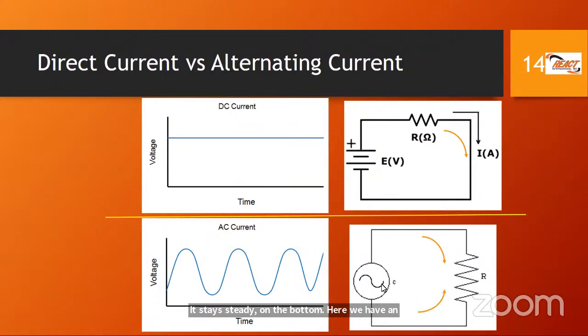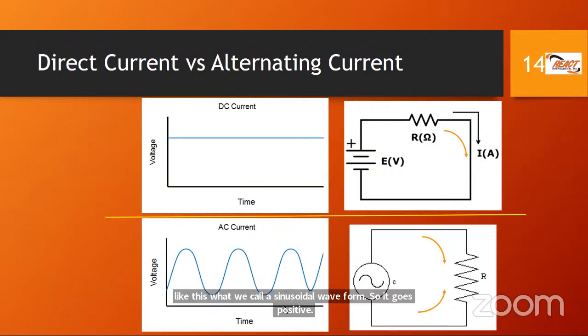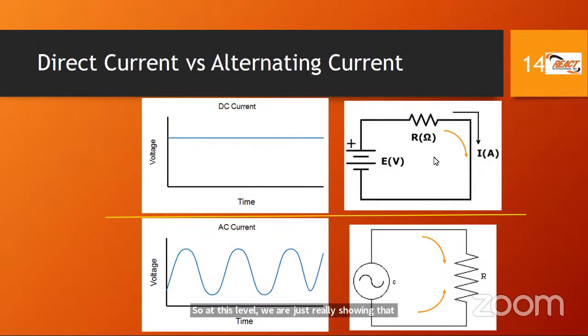On the bottom here, we have an alternating current circuit, an AC circuit. You have the AC source, just like our house supply. It goes in one direction and then it goes in the other direction, and so on, right? But notice the graph of the voltage over time. It's like this, what we call a sinusoidal waveform. So it goes positive and then negative, positive, negative. As we go on in the course, we'll detail a little bit more about this. At this level, we are just really showing that there's a difference between direct current and alternating current.